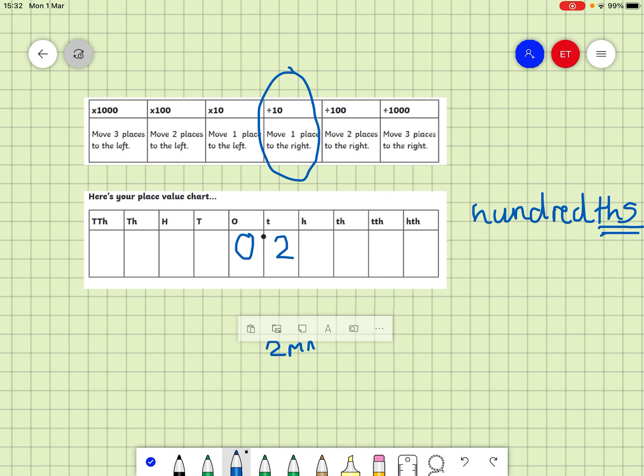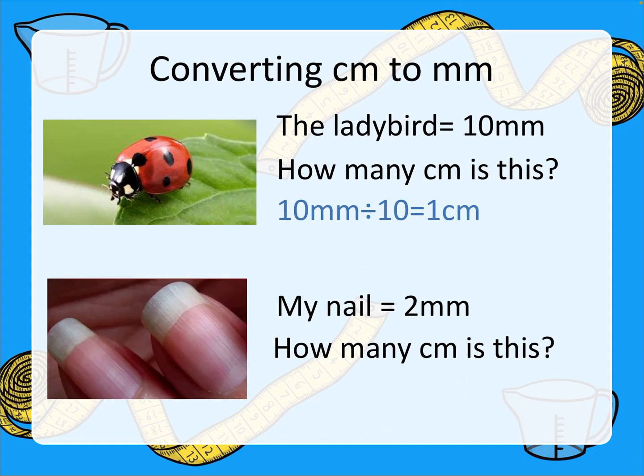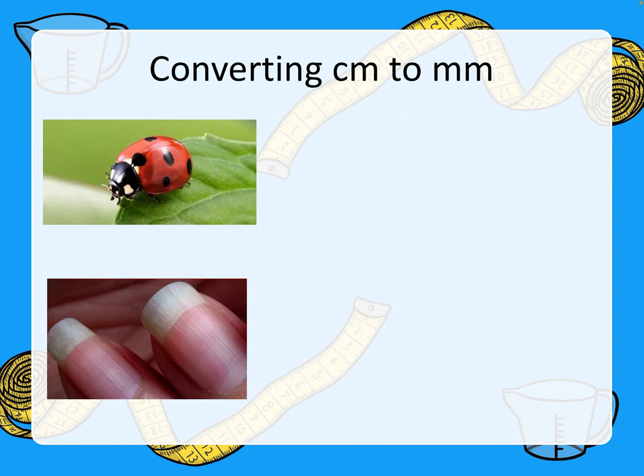2 millimeters equals... sorry, it's frozen. Oh, right. 2 millimeters divided by 10 equals 0.2 centimeters. Okay, so to recap, let's just go back to our chart.